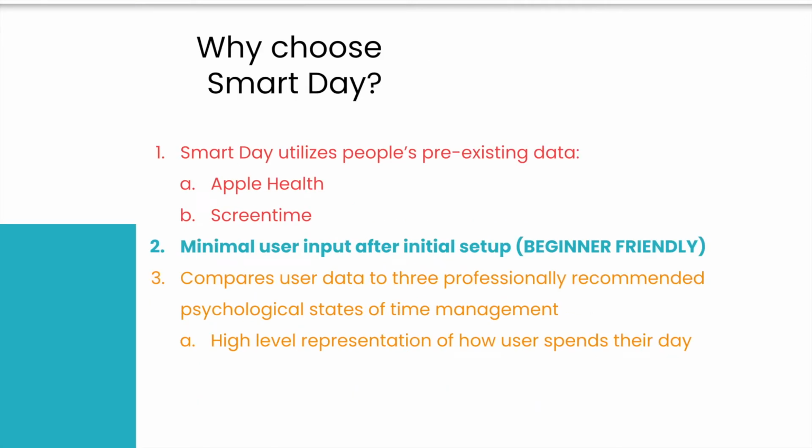For one, it utilizes people's pre-existing data from their phone, improving accuracy. Next, it saves people's time as the app requires minimal user input after initial setup. And lastly, it comes with three professionally recommended psychological states of time management to make the app as beginner friendly as possible since the goals have already been set.